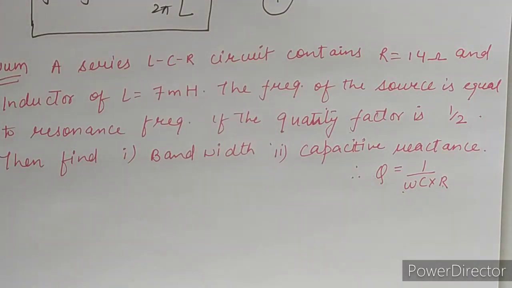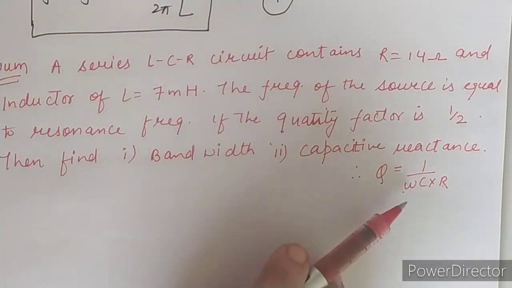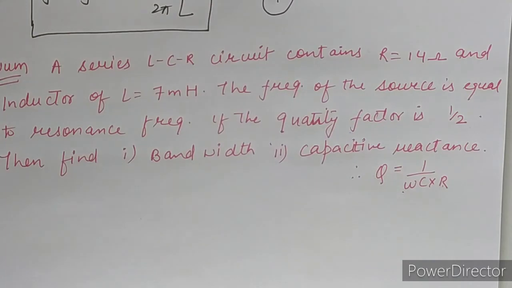Two questions I have given you for your homework. One is this numerical, and the formula for the quality factor I have given you. The other is to prove that omega 1 into omega 2 is equal to 1 upon LC, because that formula has been used in the second part of the derivation of the bandwidth.